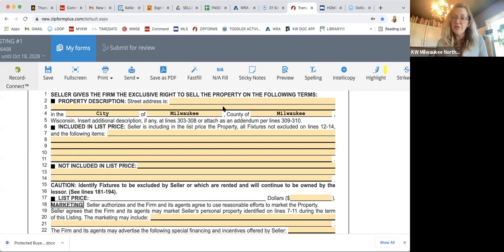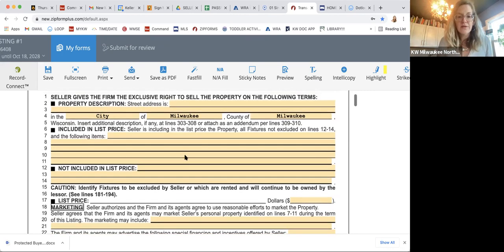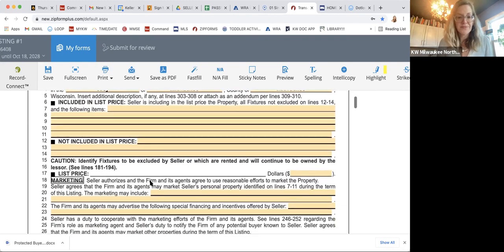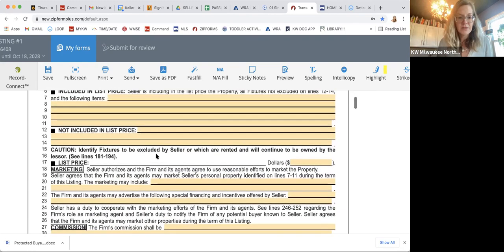And then on the flip side, if it's not included, make sure that we're specifying those things. Think of a bathroom mirror where an owner picks the perfect size mirror for this space, then we go to do the final walkthrough and it's missing. So just be specific. Lines 12 through 14 is when we're going to get into items not included in the purchase price.